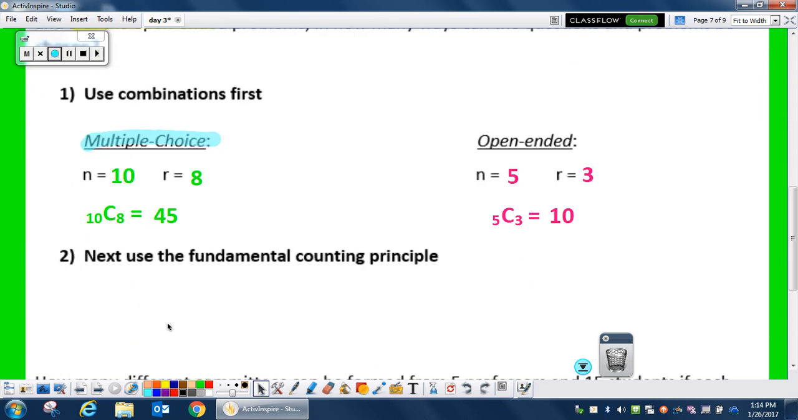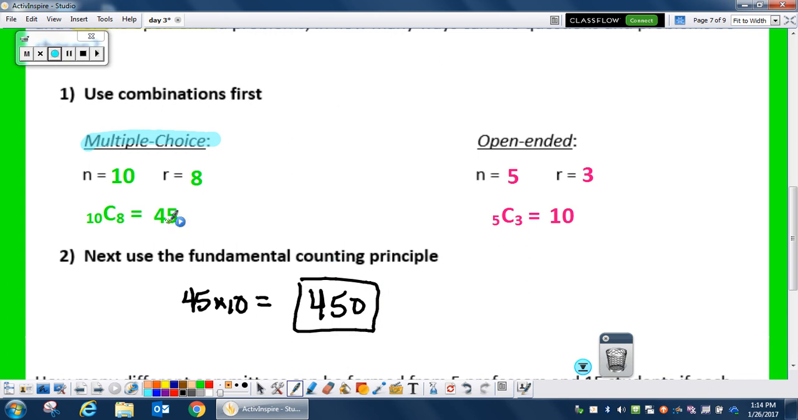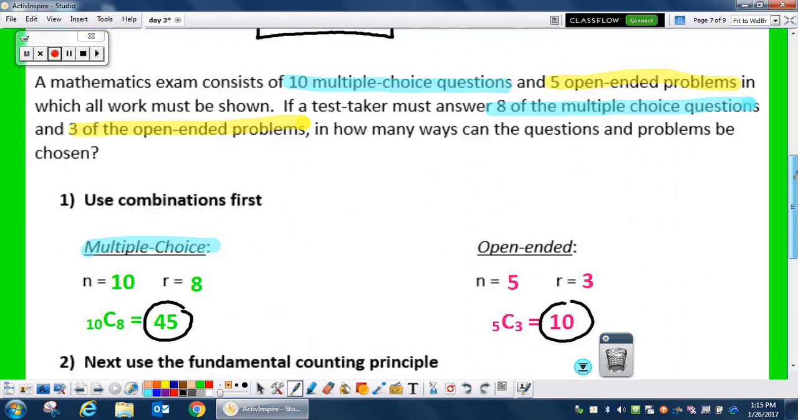And from here, you're going to use the fundamental counting principle. Okay, so you're going to do 45 times 10 and get 450. Okay? So if you need to, it might be a good idea to circle the numbers that you use to multiply in your examples, because there are going to be a lot of numbers on your paper.